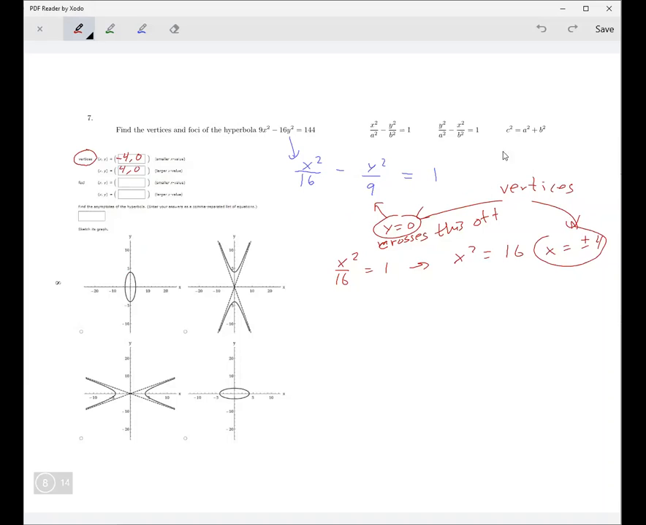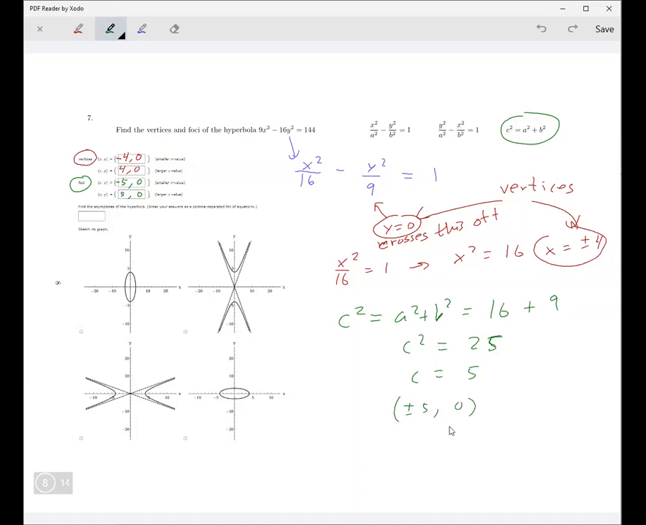And then for the foci, again, you use this one. Let me switch colors to green for foci. So for the foci, we're going to use that. And a squared is 16, b squared is 9. So c squared will be 25. That means c is going to be 5. And then you choose the same y value, but plus or minus 5. So -5, 0, and 5, 0. Those are for the foci.